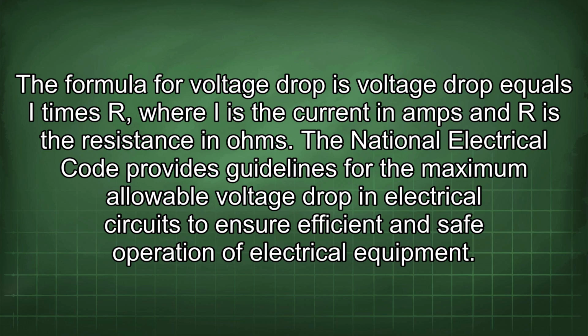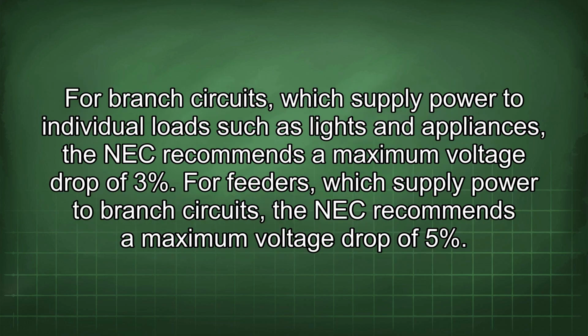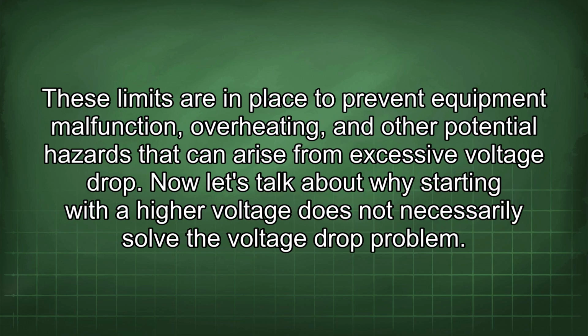The National Electrical Code provides guidelines for the maximum allowable voltage drop in electrical circuits to ensure efficient and safe operation of electrical equipment. For branch circuits, which supply power to individual loads such as lights and appliances, the NEC recommends a maximum voltage drop of 3%. For feeders, which supply power to branch circuits, the NEC recommends a maximum voltage drop of 5%. These limits are in place to prevent equipment malfunction, overheating, and other potential hazards that can arise from excessive voltage drop.